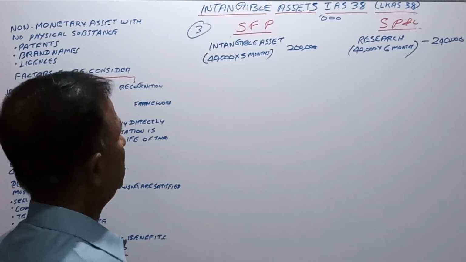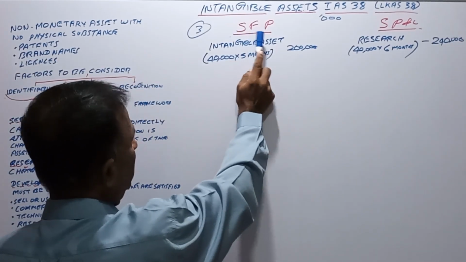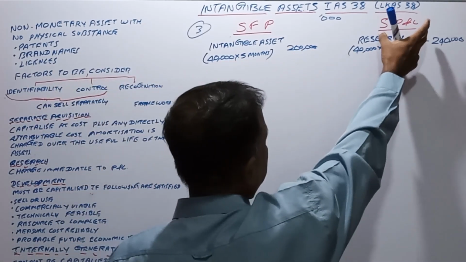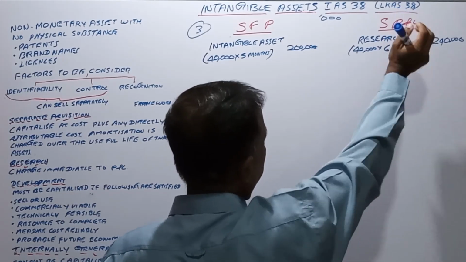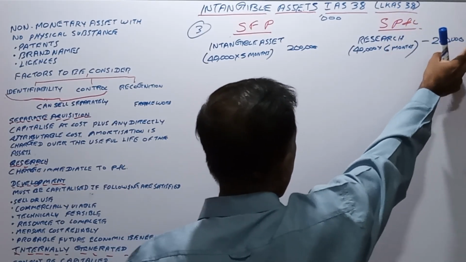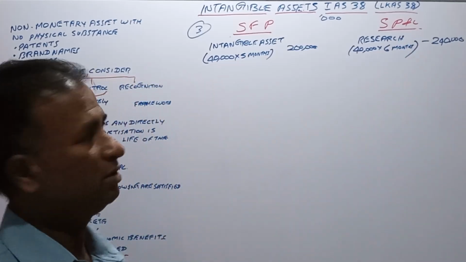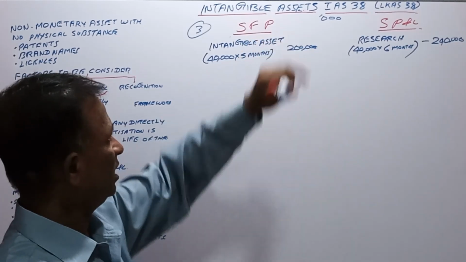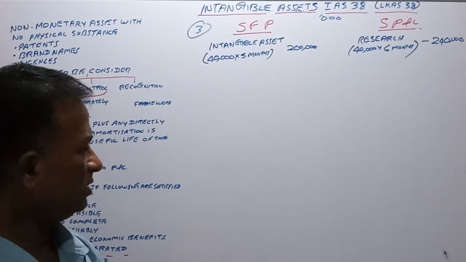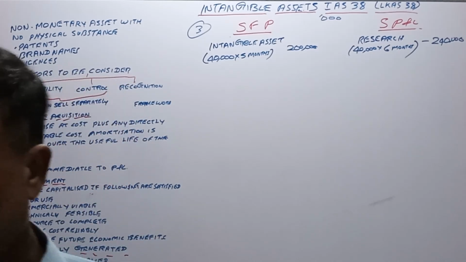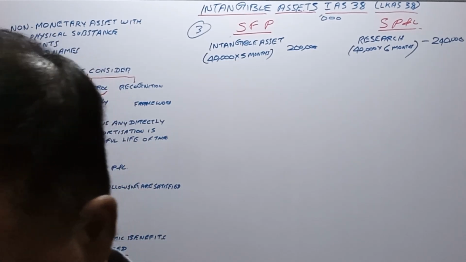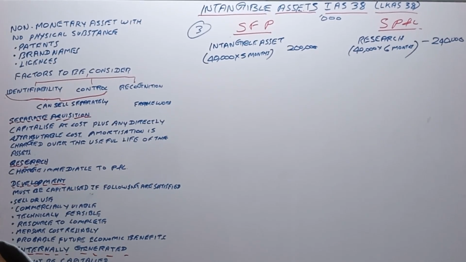is recognized in the statement of financial position. Intangible assets 200,000, and in the statement of profit and loss account we show 240,000 as research expenses. Right? This is development expenses 200, we are showing under the intangible assets. Okay, that is question number 3, and now question number 4.